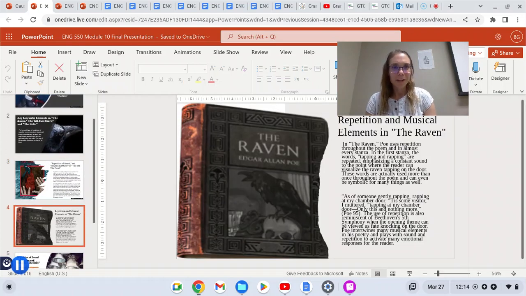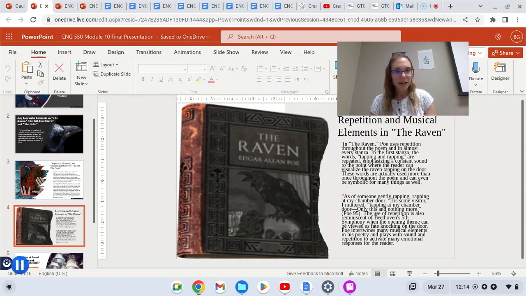Specifically in The Raven, he uses it pretty much throughout the entire poem, with rapping and tapping having symbolic meaning as well, as of someone gently rapping at my chamber door. 'Tis some visitor, I muttered, tapping at my chamber door, only this and nothing more. Even in music, bringing it back to that musical element, in Beethoven's Fifth, that opening theme, bum, bum, bum, bum, can be viewed as fate knocking on the door.